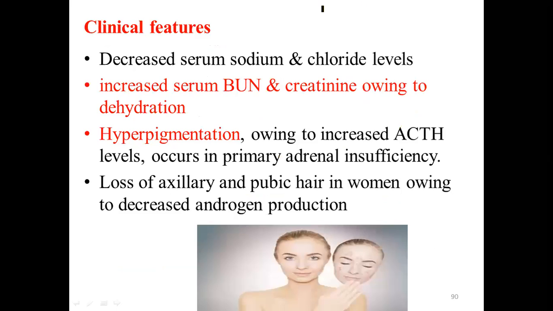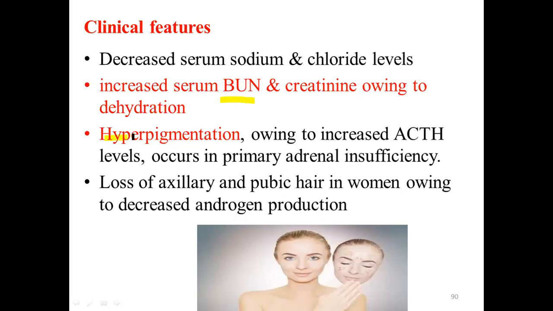Okay, then when you look at the sodium level and the chloride level, it is usually very low. This is very common in case of primary adrenal insufficiency. Then as a result of dehydration, the kidney function will be compromised. Remember, if the kidney is not perfused adequately, you will encounter acute kidney injury. This is actually because of central hypovolemia. So the blood urea nitrogen and creatinine levels will be elevated as a result of dehydration.